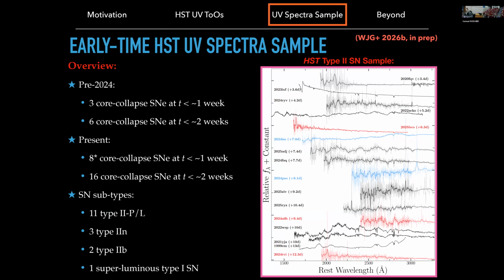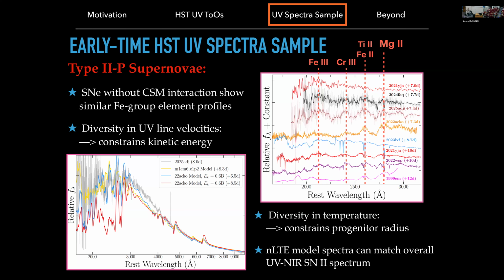So to start with the type 2P or type 2L, or type 2 normal supernovae. As a reminder, these are the most common supernovae. They come from red supergiant progenitors with or without a significant amount of mass loss before explosion. And for those without a significant amount of mass loss, the UV spectra, compared to archival and literature objects, remain pretty unimpressive and not too diverse, but that's good.